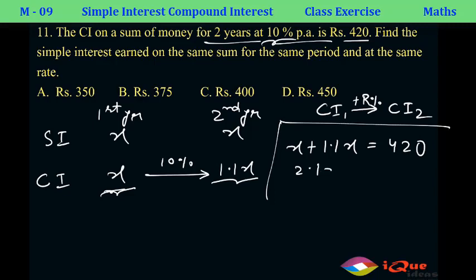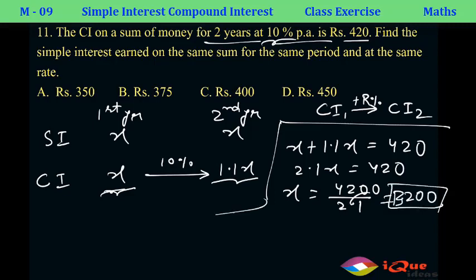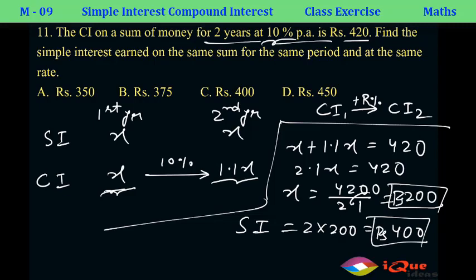That means 2.1x is equal to 420. That means x is equal to 420 divided by 2.1. If you remove the decimal, it will give you a 0. So 4200 upon 21. 21 double is 42. So it is 200 rupees. Right? So the x value is 200. So the required simple interest for 2 years will be equal to 2 into 200, which is 400 rupees. So this also was a very simple question, and the answer would be option C, that is 400 rupees. Alright, so these are very easy questions. You can directly apply these shortcuts. Okay, now let's go to the next question.